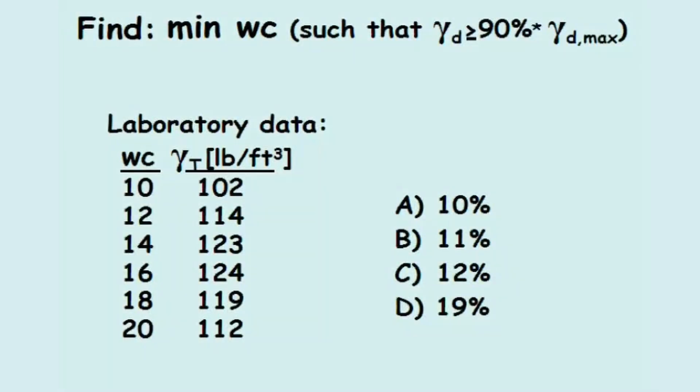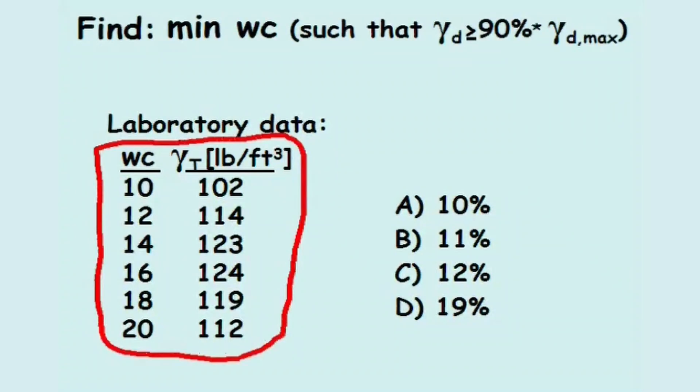Find the minimum water content in a sample of soil such that the dry unit weight is at least 90% of the maximum dry unit weight. In this problem, we've been provided laboratory data from a compaction test, which includes the total unit weight of the soil at 6 separate water contents.